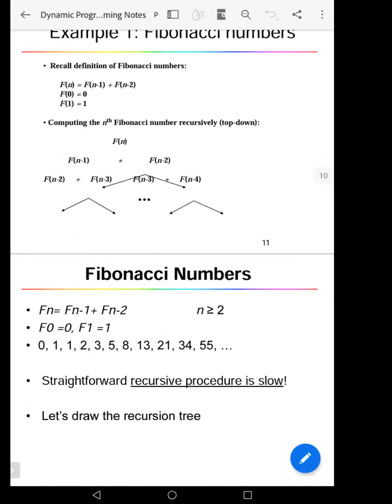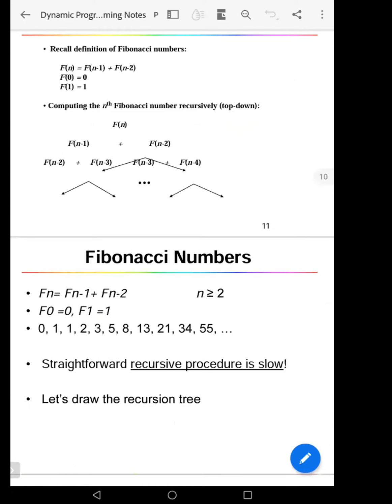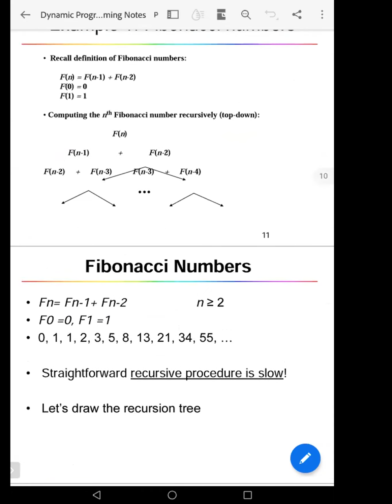There is a formula for generating Fibonacci numbers: Fn is equal to Fn minus 1 plus Fn minus 2. And the initial conditions are F0 equal to 0 and F1 equal to 1. Without knowing those, we cannot generate the next number. So F0 and F1 should be known. The Fibonacci sequence is 0, 1, 1, 2, like that. So once you know the previous two numbers, we can generate the next number.